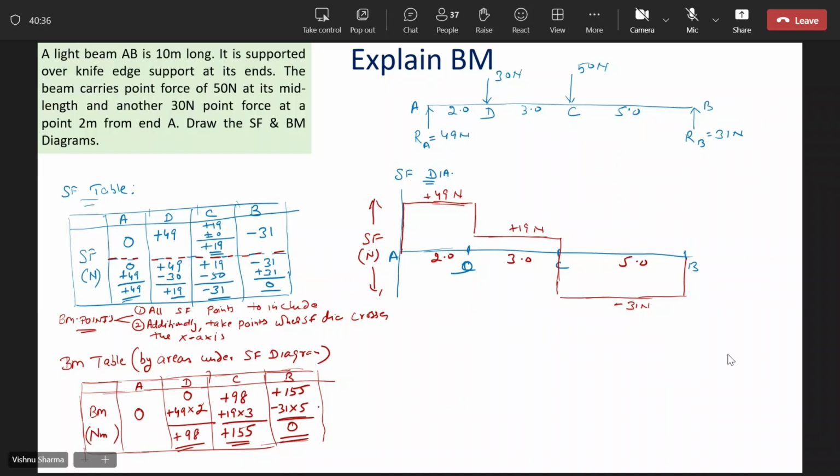Correct, beta? Everybody has understood how the BM table is completed before we make the BM diagram, guys? Yes, sir. Please let me know if there's any concern.